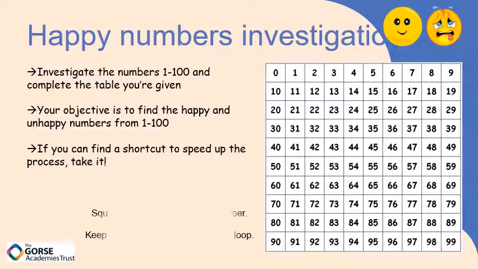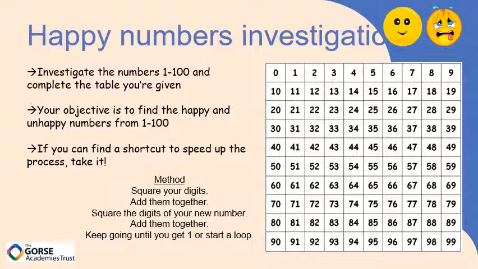Look for those shortcuts. And a reminder of the method: you square the digits, you add them together. You square the digits of your new number, you add them together. You keep going until you get 1 or start a loop.